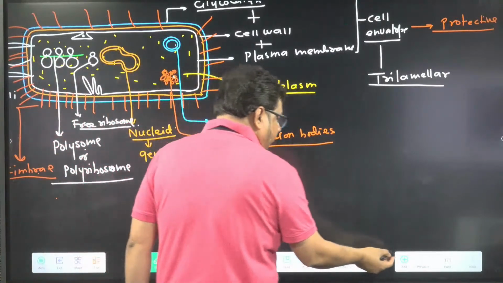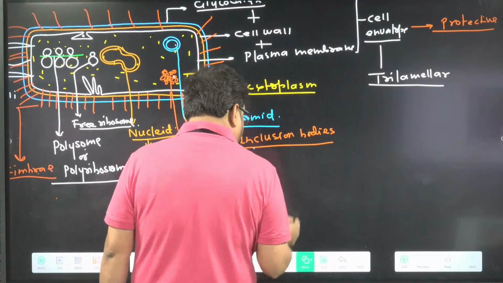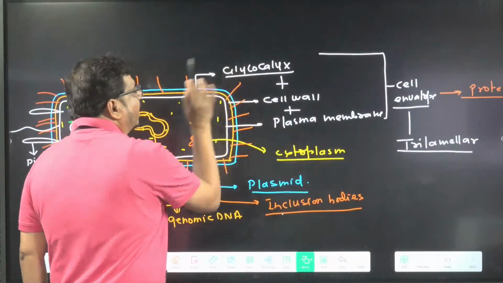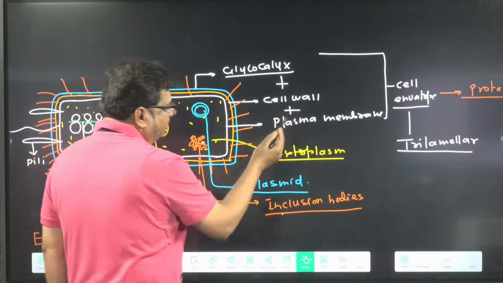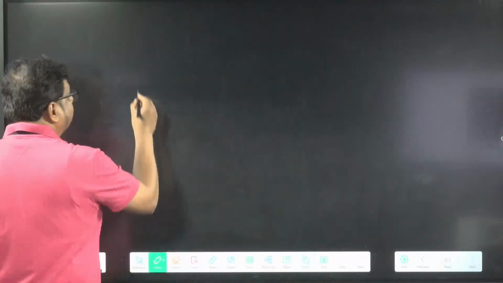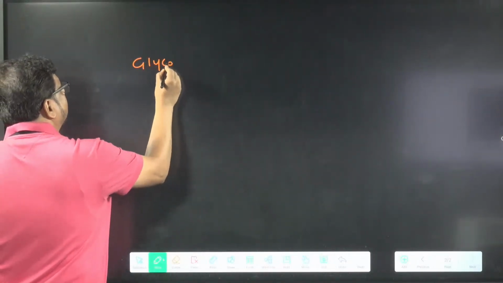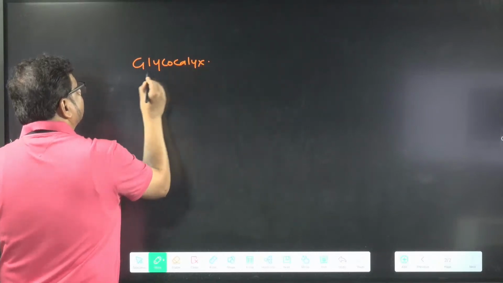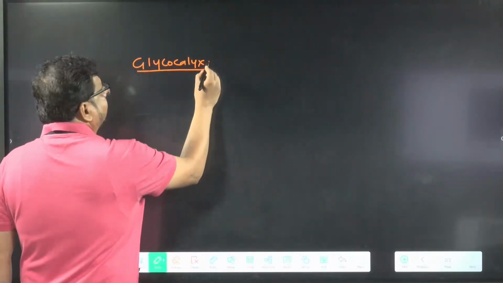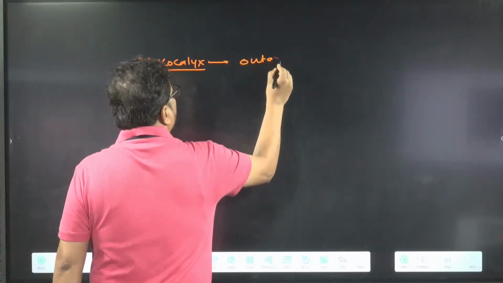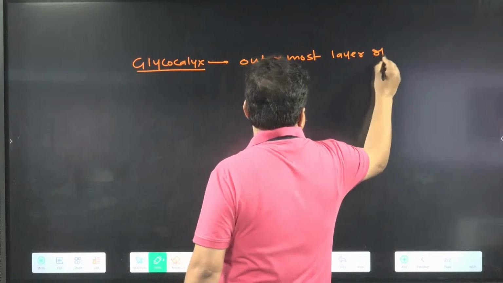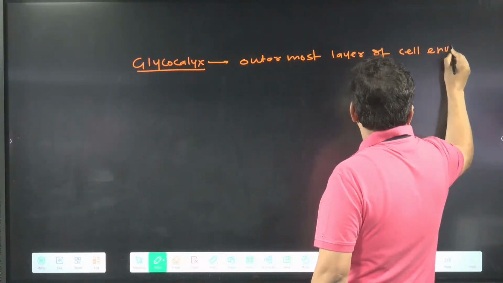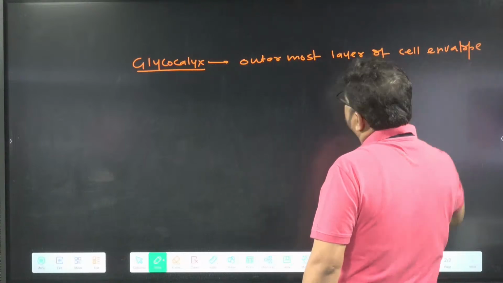Understanding the idea? Is it clear? Now we are going to talk about each and every component. So I am starting the story with the outermost layer, glycocalyx, then we will talk about the cell wall, then I will talk about the plasma membrane. So have a look. Glycocalyx first of all. If we talk about glycocalyx, it is the outermost layer of the cell envelope.